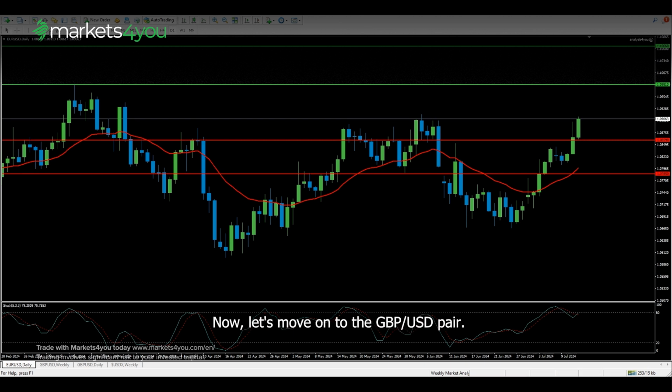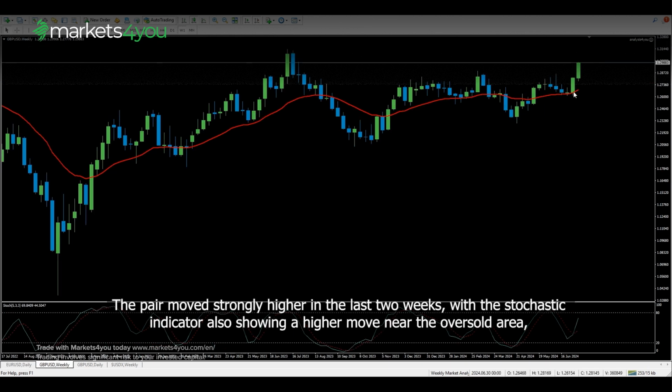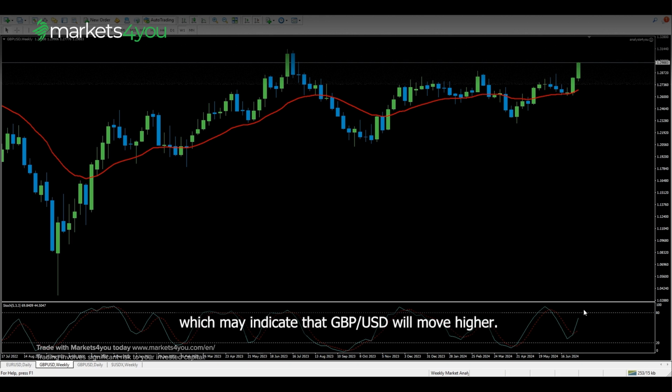Now, let's move on to the pound sterling to US dollar pair. The pair moved strongly higher in the last 2 weeks, with the stochastic indicator also showing a higher move near the oversold area, which may indicate that pound sterling to US dollar will move higher.